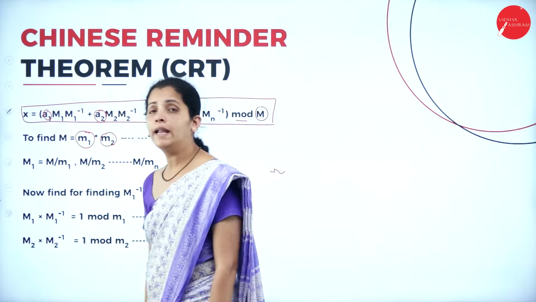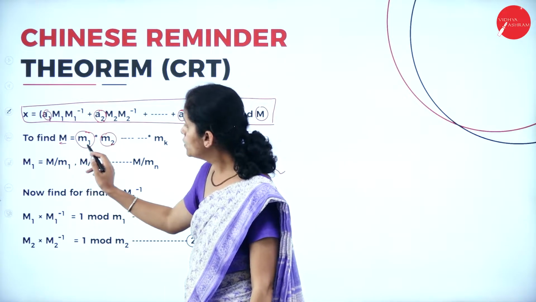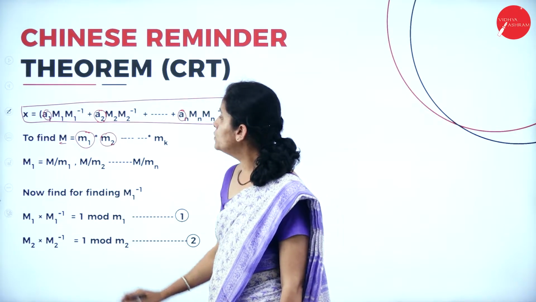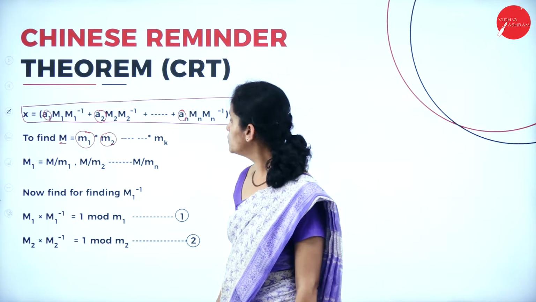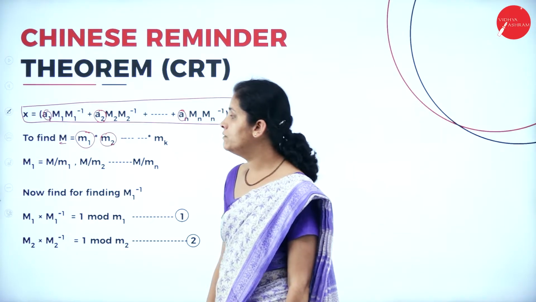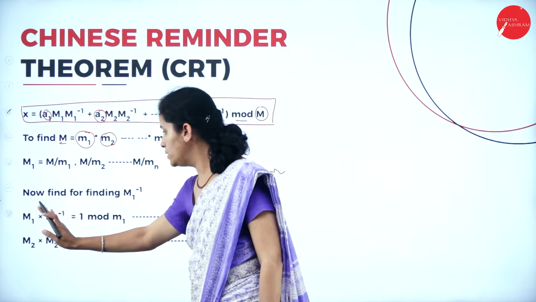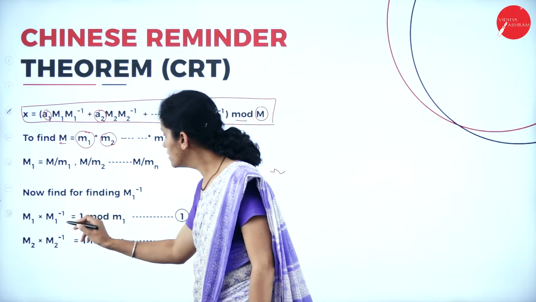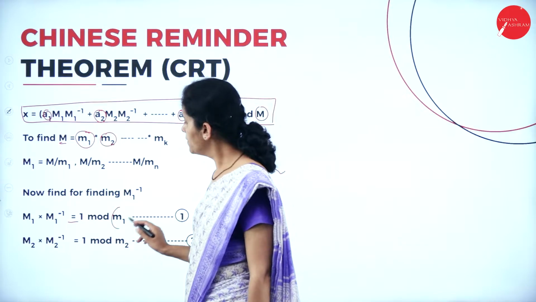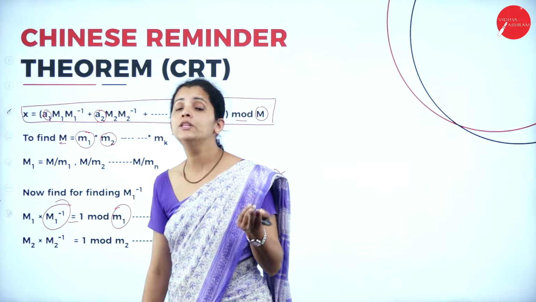Now to find M1, I'm going to have M. I got the M. From that, I'm going to divide by m1. And for my M2, M divided by m2 and up to Mn. Now, to find M inverse, what I'm having is M1 into M1 inverse equal to 1 mod m1. So this is my moduli. And what is this M1 inverse? I want to substitute the value.